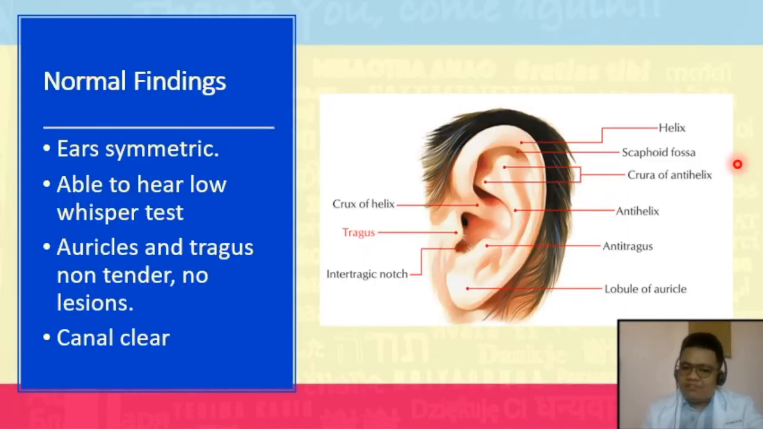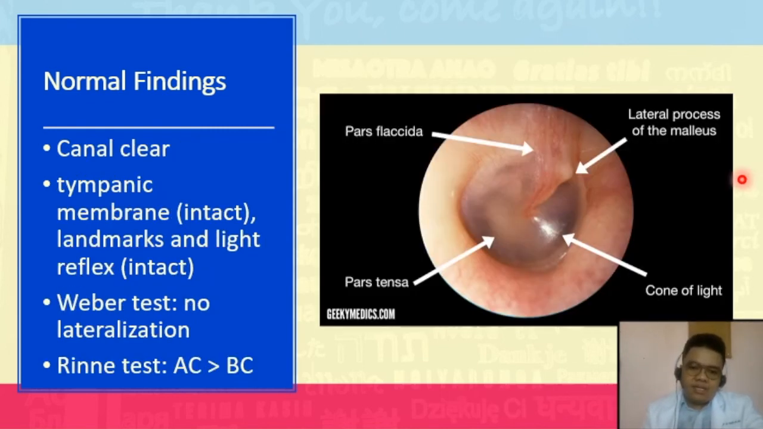Okay, so class, normal findings in your ear assessment, just as a summary: the ear should be symmetric, it should be aligned to your outer canthus, able to hear 3 out of 3 words in the whisper test. The auricle and the tragus should be non-tender without lesions. The canal should be clear. Then, class, the tympanic membrane should be intact. Landmarks and light reflex should be intact. Weber test should be in the center or equal. In other words, no lateralization. And the Rinne test would have air conduction, which is longer than your bone conduction, oftentimes twice.